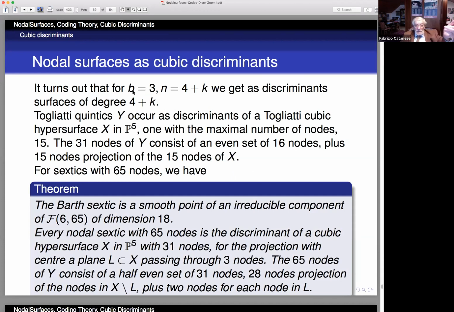So we take the projection to P3, we take discriminant surface of degree 4 plus k, and now Togliatti quintics occur as discriminants of a Togliatti cubic hypersurface, one with the maximal number of nodes, 15, and the 35 nodes are an even set of 16 nodes plus 15 nodes, projection of the 15 nodes of X.